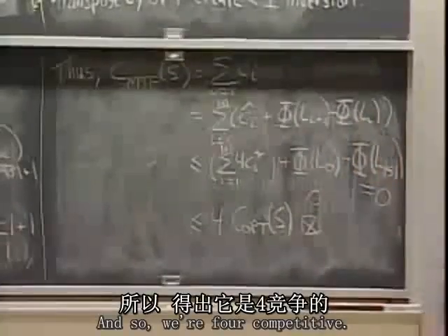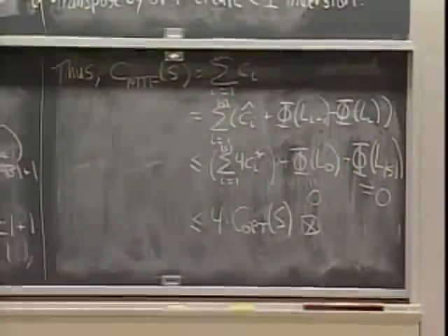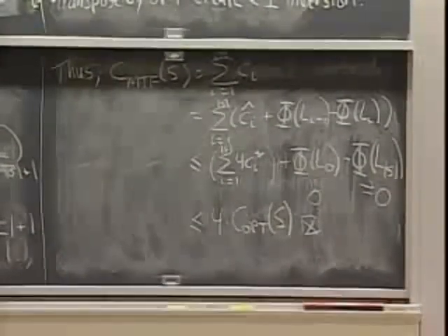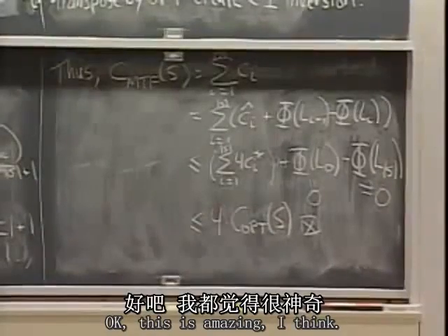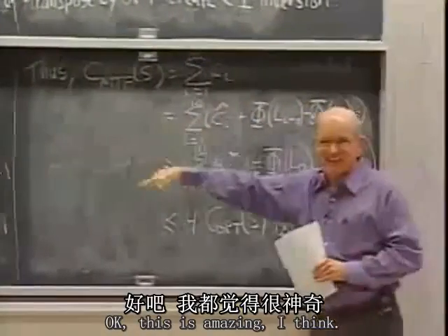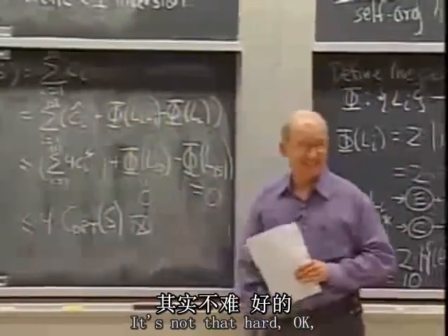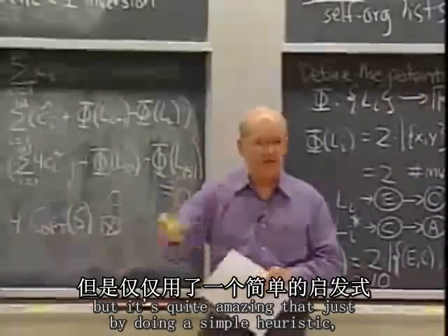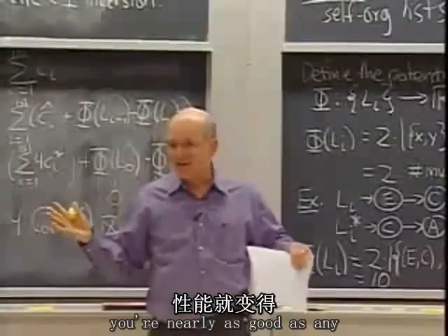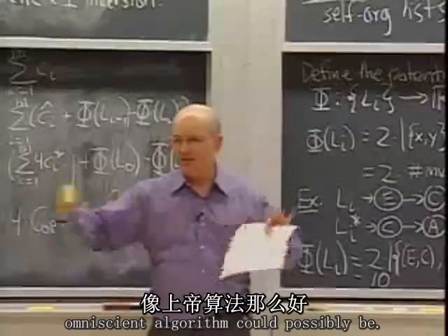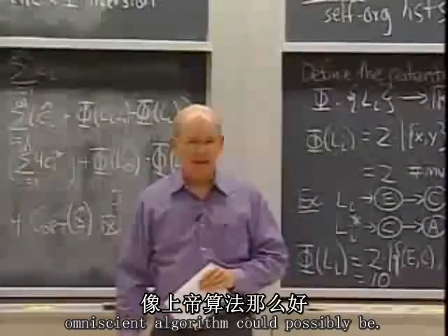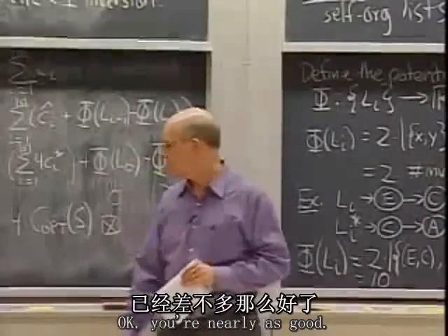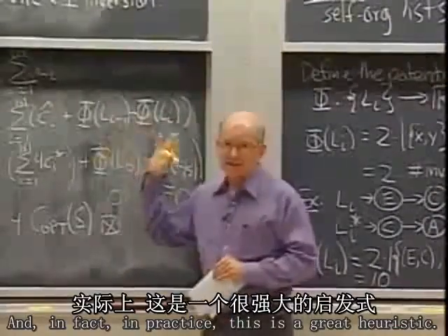And so we're 4-competitive. This is amazing, I think. It's not that hard, but it's quite amazing that just by doing this simple heuristic, you're nearly as good as any omniscient algorithm could possibly be. You're nearly as good. And in fact, in practice, this is a great heuristic.